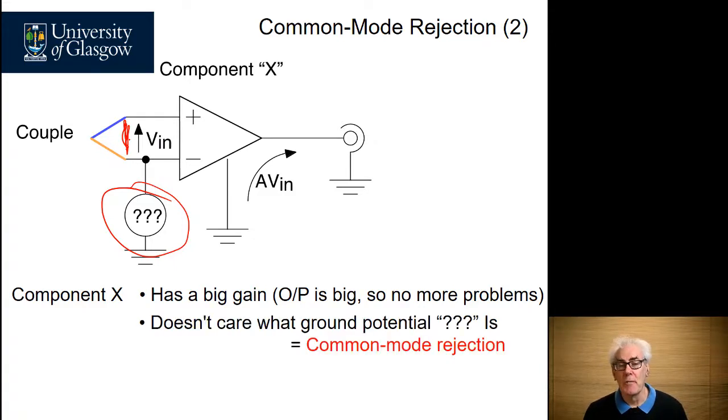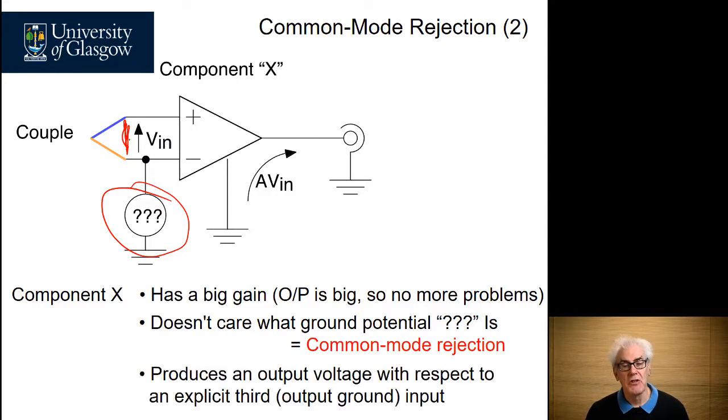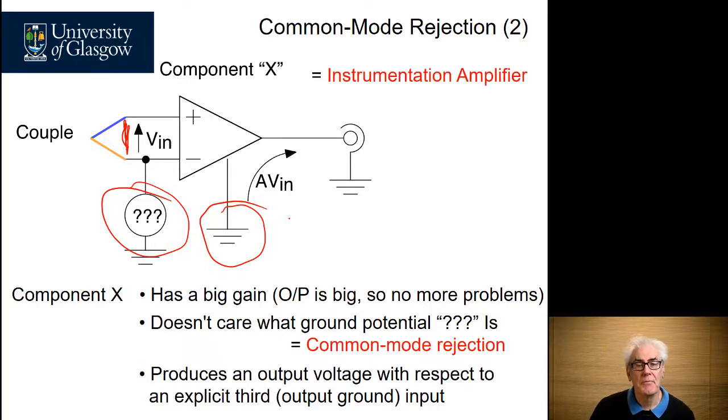Because it has high common mode rejection, it doesn't care what the ground potential is, which means that it can reject any noise. And the third thing is it has an explicit terminal connected to it, which the output is referred to. So we can be sure that the signal at the output of this node is exactly what we want. And we call this component an instrumentation amplifier.